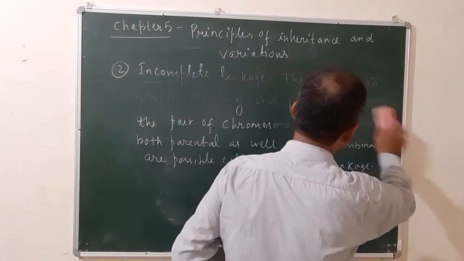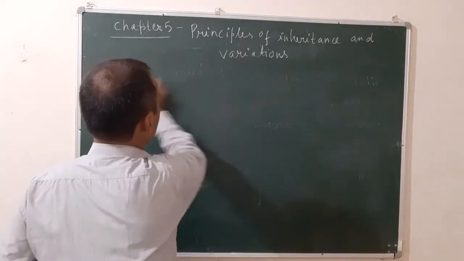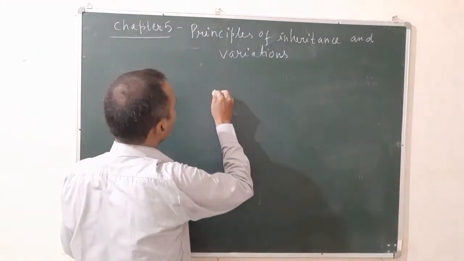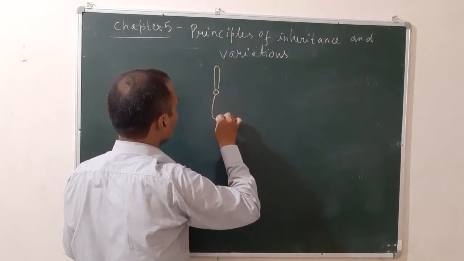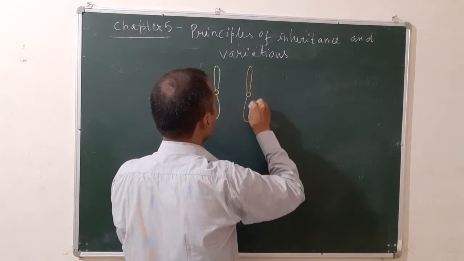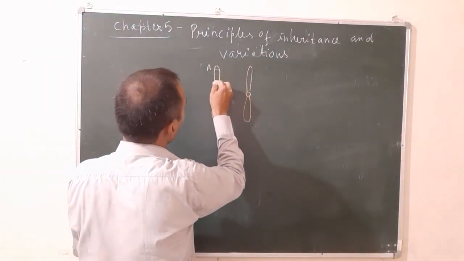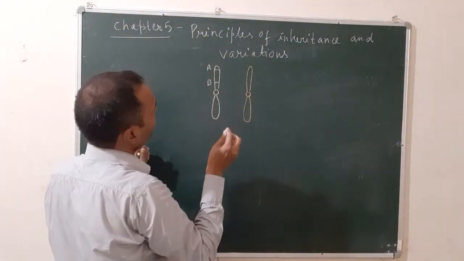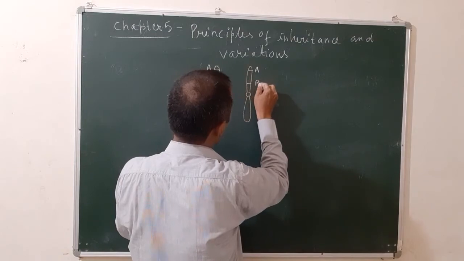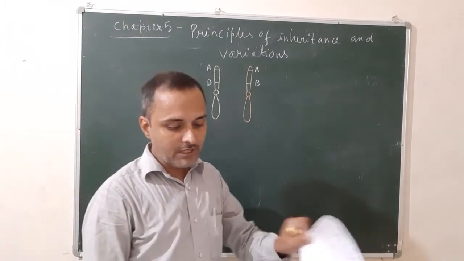Let us see an incomplete linkage example. Again, we will take a pair of chromosome having genes capital A, capital B, and small b. Again, we will start from the same steps that we have done in the complete linkage. This is a pair of chromosome where genes are distantly located. There is a certain distance between capital A and capital B. So you can see again in the diagram also, genes are distantly located to each other.